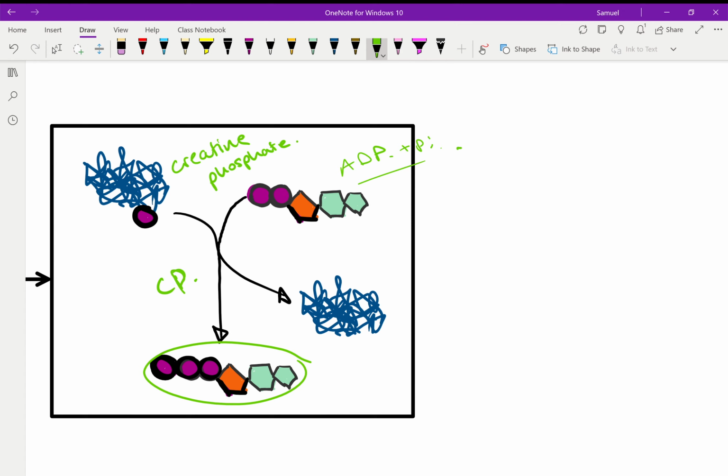Problem is, once it's done this, the creatine phosphate doesn't have its phosphate anymore, so it's only for short, sharp bursts. You've only got a certain amount of creatine phosphate at any one point in your muscles. So you need to be aware that this is only for short, sharp exercise.